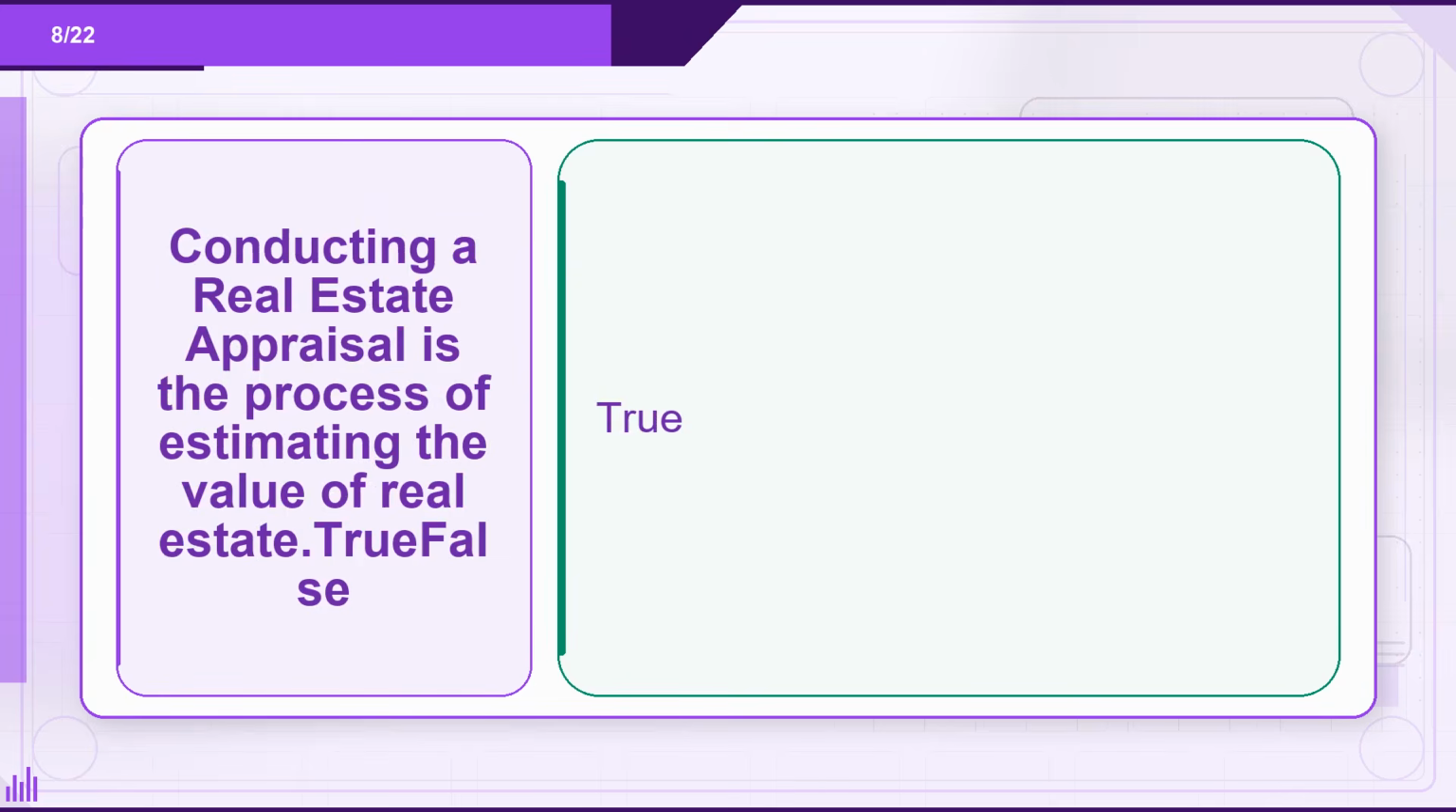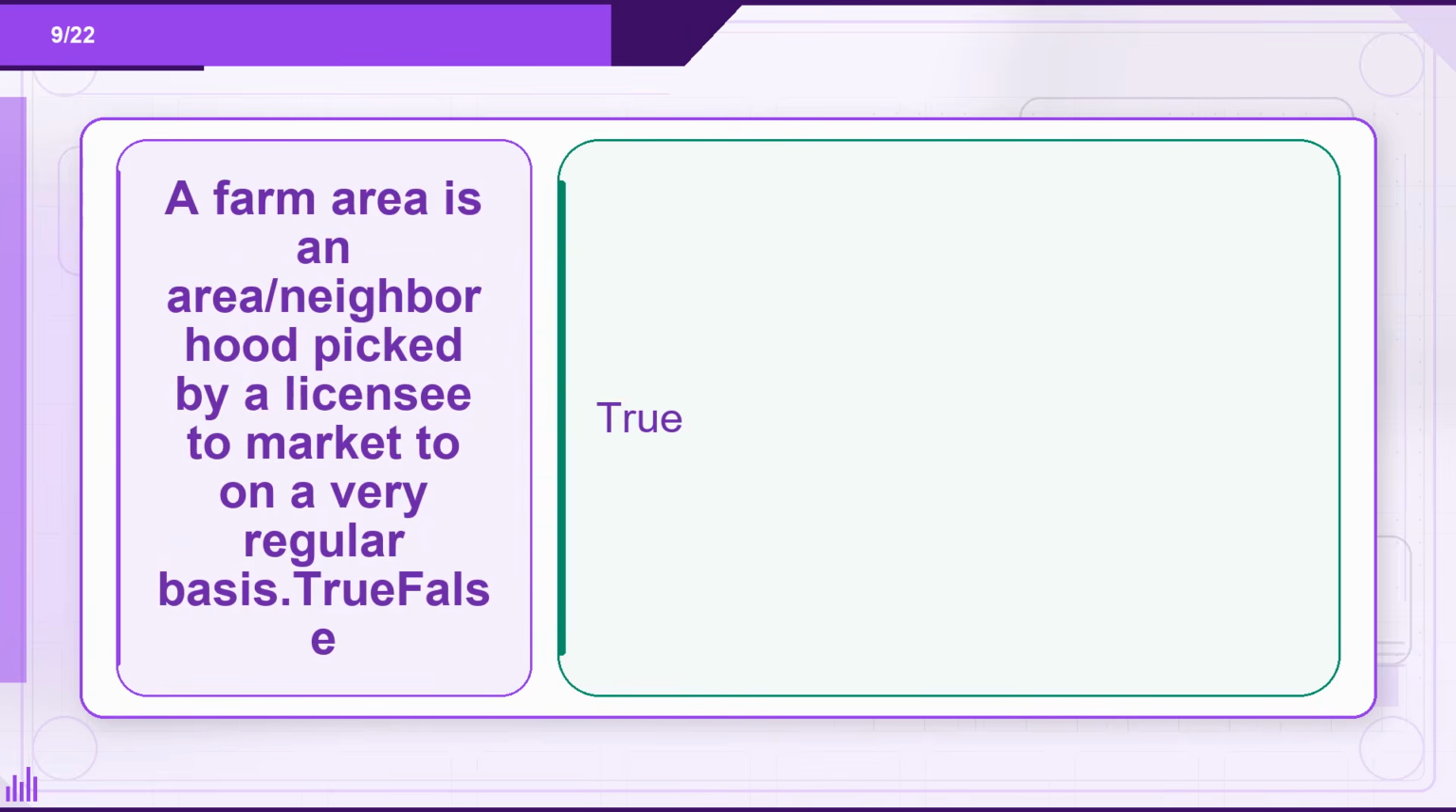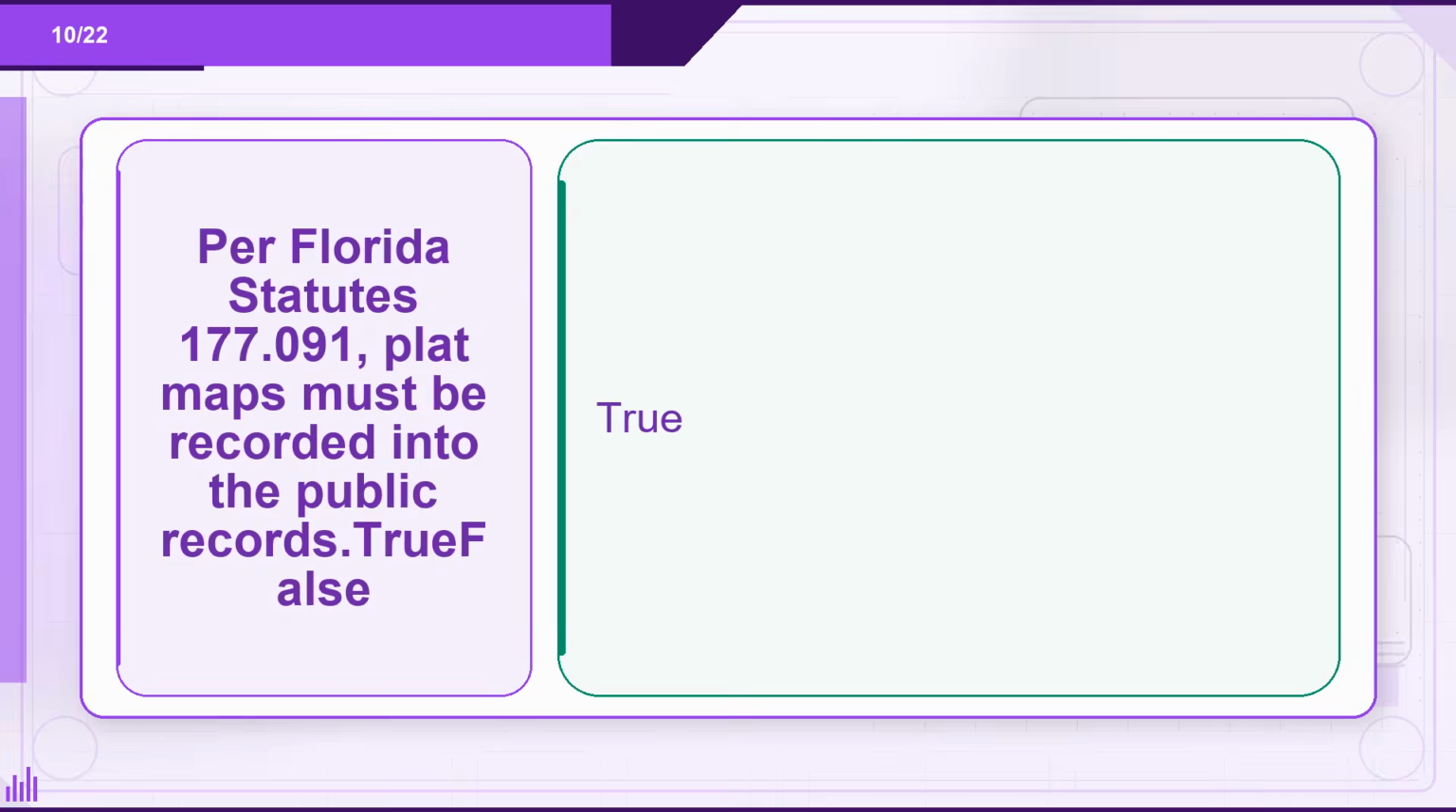True/false. Flashcard 8. Term: conducting a real estate appraisal is the process of estimating the value of real estate. True/false. Definition: true. Flashcard 9. Term: a farm area is an area/neighborhood picked by a licensee to market to on a very regular basis. True/false. Definition: true.